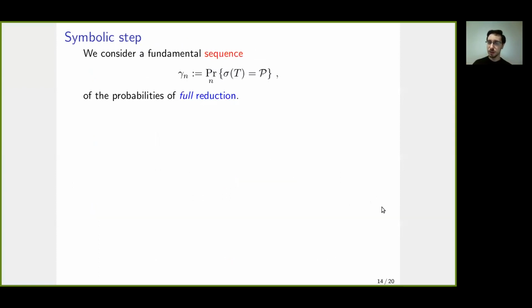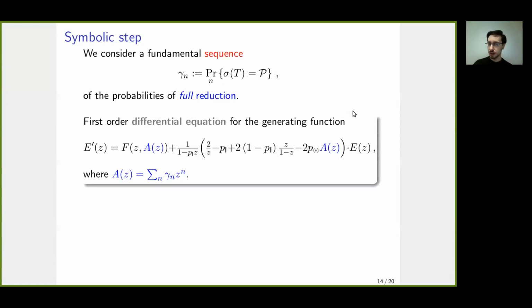For the symbolic step, we need an auxiliary sequence, which is the probabilities of full reduction. Full reduction means that the absorbing pattern works its way up to the root. So we reduce up to the root. So the whole tree is going to be equivalent to the absorbing pattern. And so we call the probabilities gamma of n. And the formal equation we get is a differential equation, as I said, which has this form, a first order differential equation, which will depend on the generating function A of the probability of full reduction. So it appears in the coefficient here, as you see.